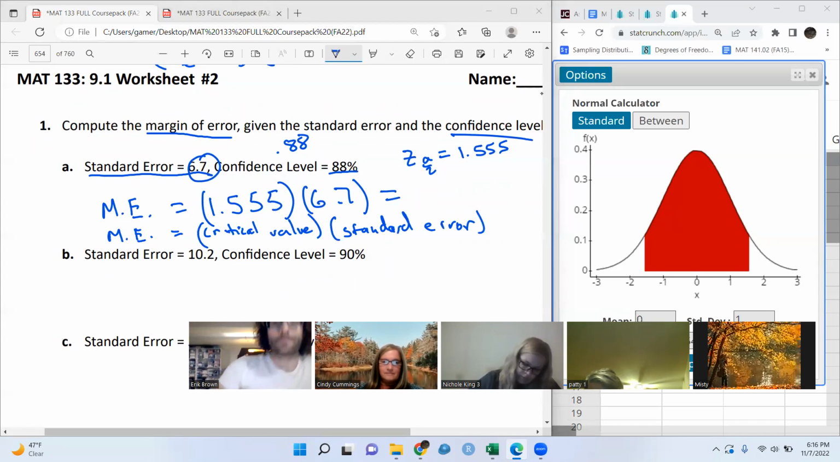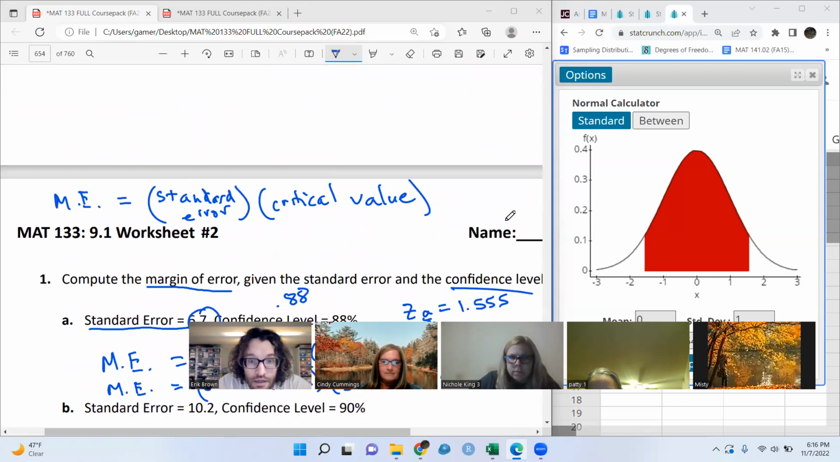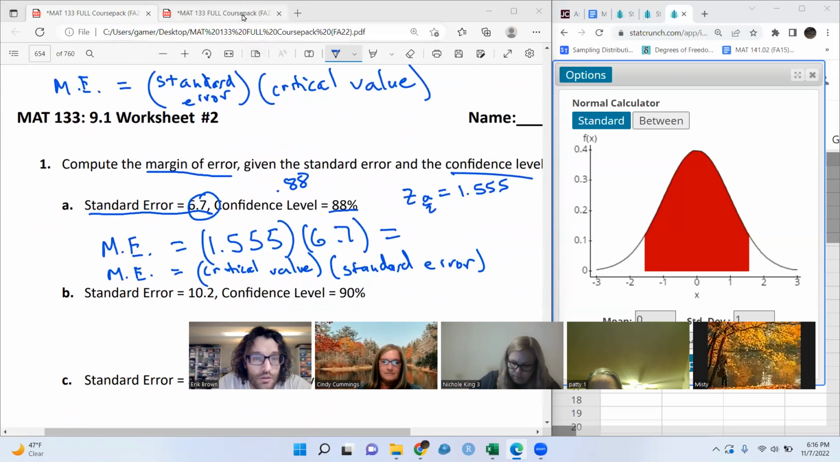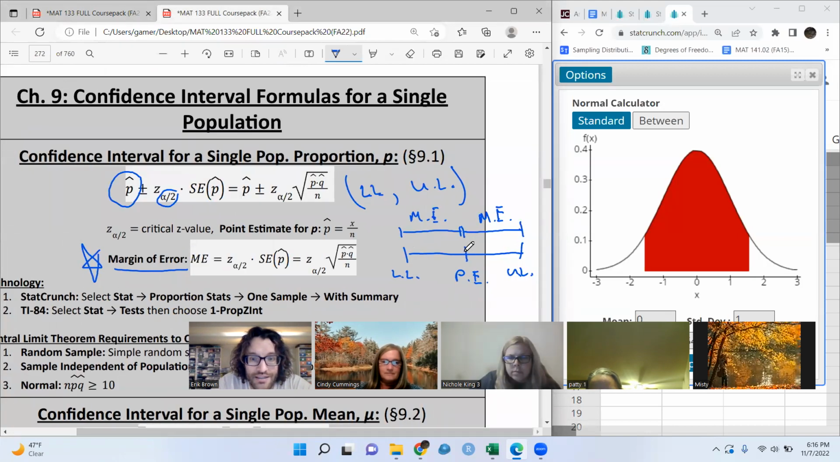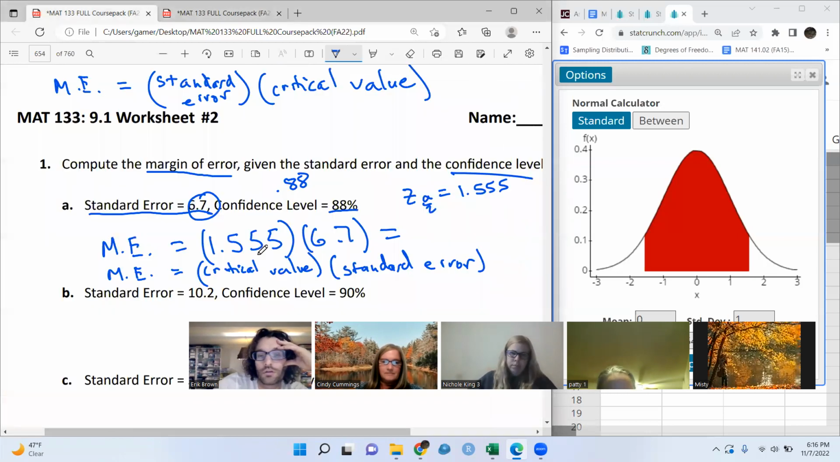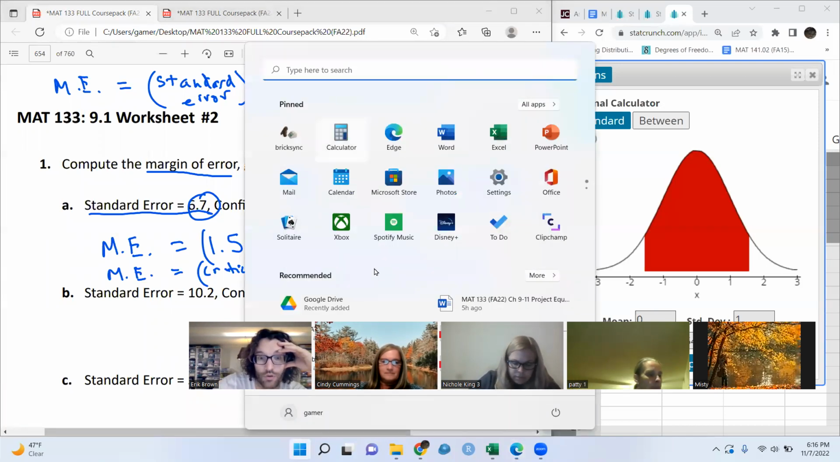Great question, Hope. The margin of error is always a positive number because it's distance. That's what it's measuring. And if I go back to this page, the margin of error is this distance between the limits and the center. So up here, positive, down here, positive, because distance is always positive. So, I mean, if you put the negative one there, it doesn't matter. Just make sure your answer is always positive. That's the important part.